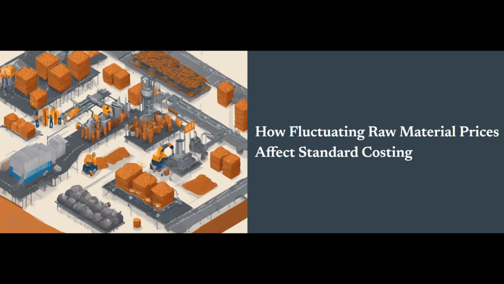Difficulty predicting future prices. When raw material prices are constantly changing, it can be difficult to predict what they will be in the future. This makes it challenging to set accurate cost standards, as the actual costs may end up being significantly different from what was anticipated.